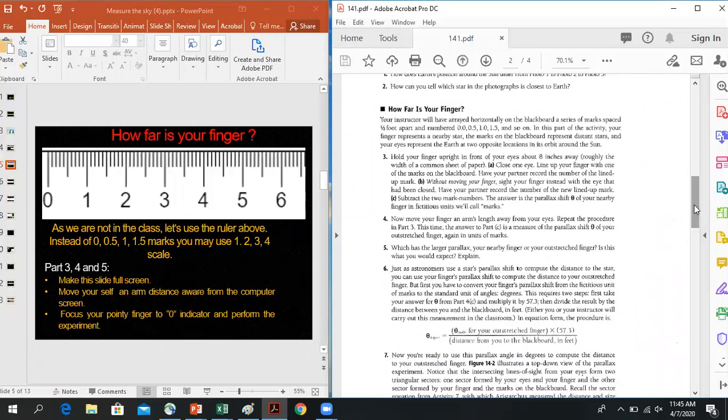All right, then the next part: how far is your finger? In this section of the lab manual, rather than using the star system, we're going to use our hand and a ruler to measure the parallax shift or the parallax angle. Here it says that the instructor will draw a number line on the blackboard, numbered from 0.5 to 1.5 feet. You know that we are not in the class, so we cannot follow the same structure mentioned in the lab manual.